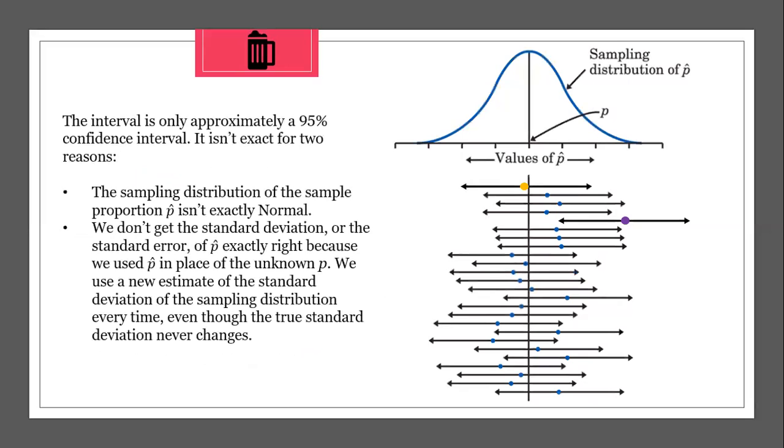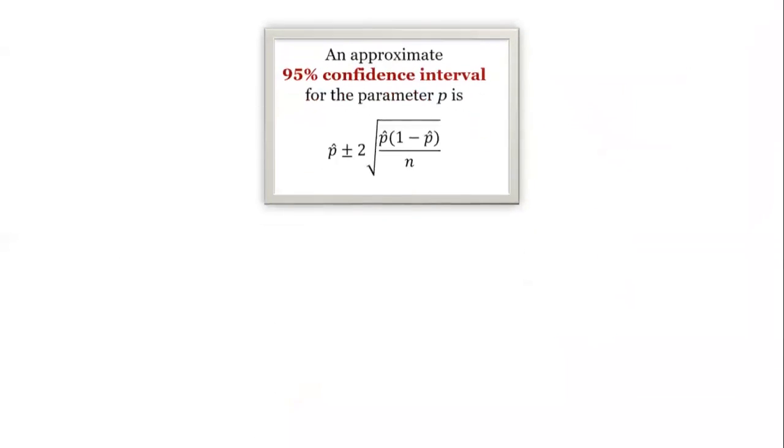The interval is only approximately a 95% confidence interval for two reasons. First, the sampling distribution of the sample proportion p hat isn't exactly normal. The next is that we don't know the standard deviation. In that formula, if you go back to the first time I talked about this, I used P for the standard deviation, and we substituted P hat in to find the standard deviation. So not only are we estimating the center for our curve, we're also estimating the standard deviation. So this is one reason why it's not the same as a 95% chance. We'll see another one in a moment.